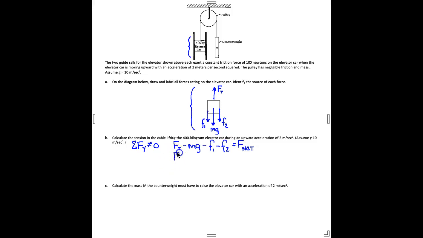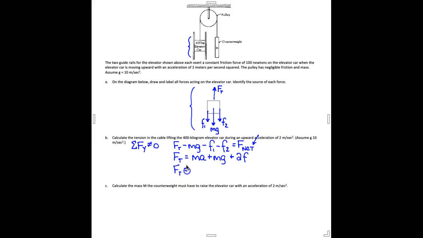Solving this for Ft isn't that bad. I'm going to add everything over to the right-hand side. I'll make a few substitutions. For starters, I'm going to substitute ma for F net. This becomes ma, and then I'm going to add to it mg. And then for the two frictional forces, since they're the exact same, by symmetry, I can just say it's 2 times the 100 newtons of friction. Or you can just write it as plus 100 newtons each. That's fine. And then I'm ready to go.